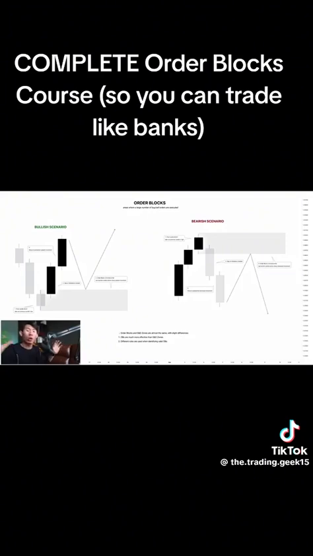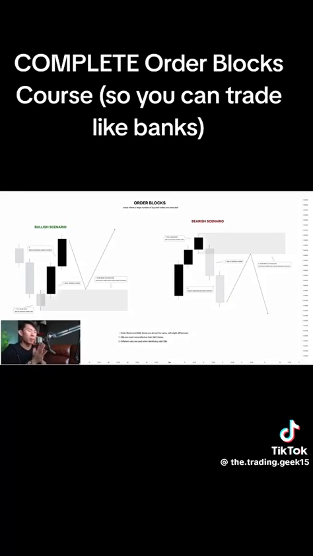So firstly, what are order blocks? Order blocks are basically areas on price chart where large market participants like banks and financial institutions place a substantial amount of buy or sell orders. That is why they are called order blocks. It's literally in the name, guys.